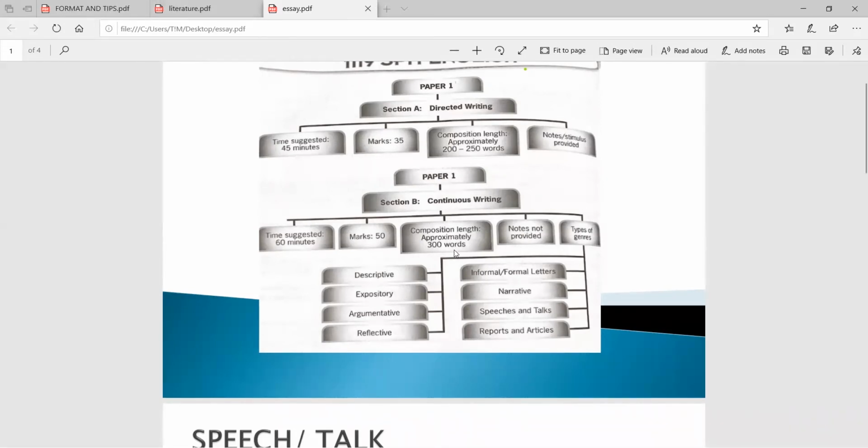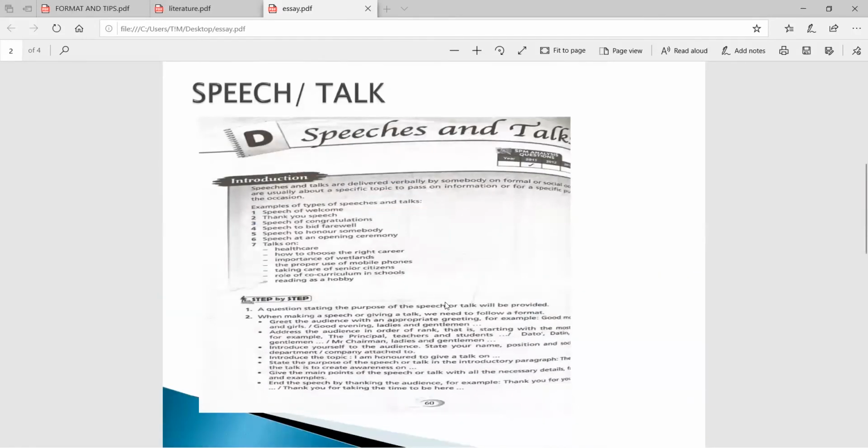The composition length, now they have increased, is supposed to be 300 to 350 words, or more. Notes are not provided, and there are types of genres, meaning they have like 10 different ones, it could be more than this. But usually informal and formal letters don't come under Paper 1 Section B. Today we're going to work on speech or talk.